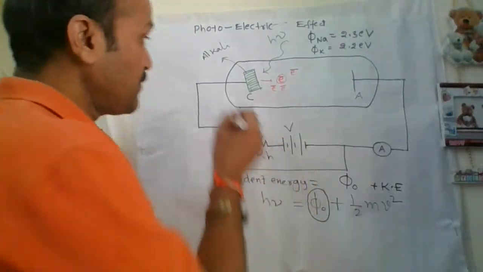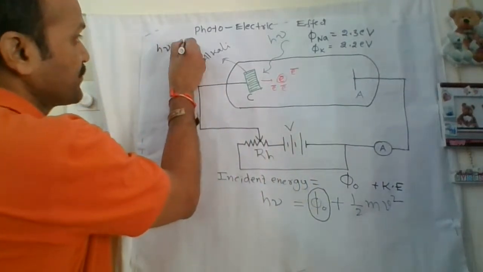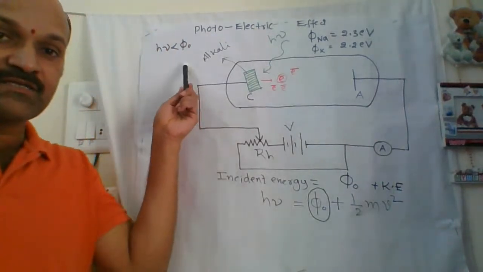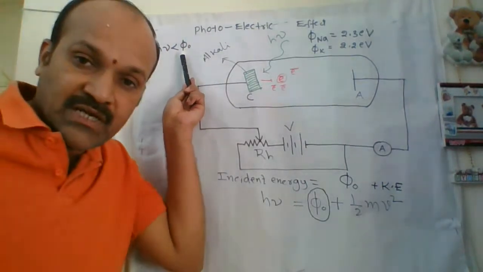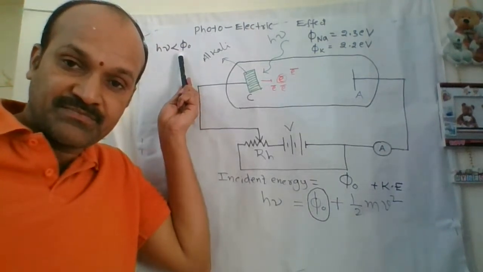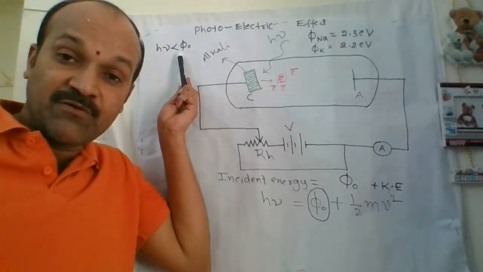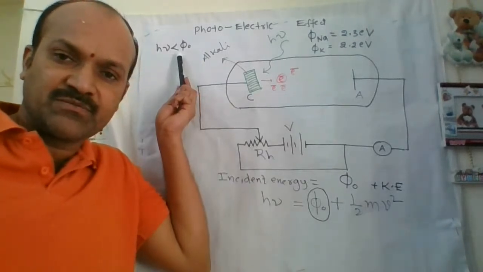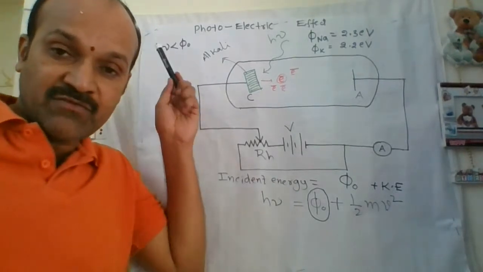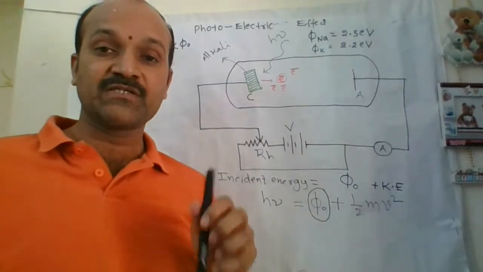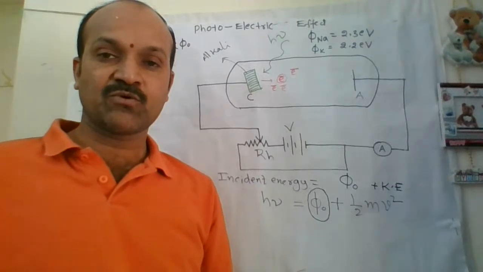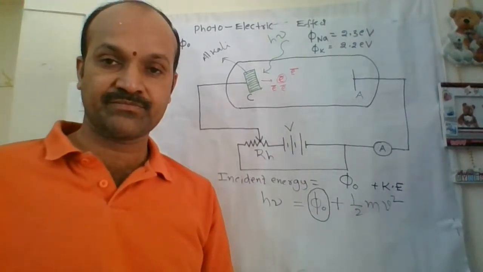That h nu value, say, is less than the work function. Let us assume h nu is less than the work function. Then what happens? Nothing happens, because whatever energy we are supplying to the electron is not sufficient to come out of the metal. So there is no question of emission of electron.